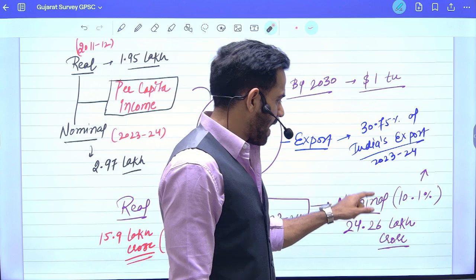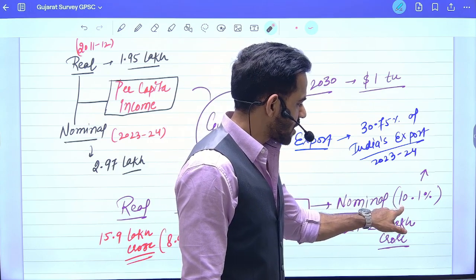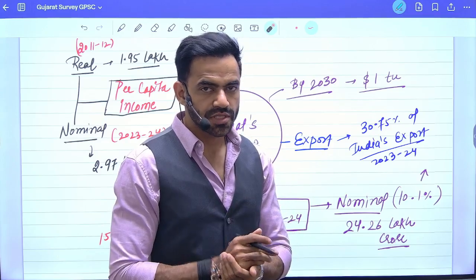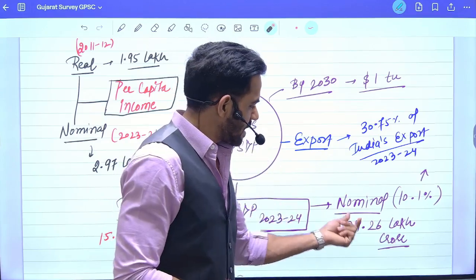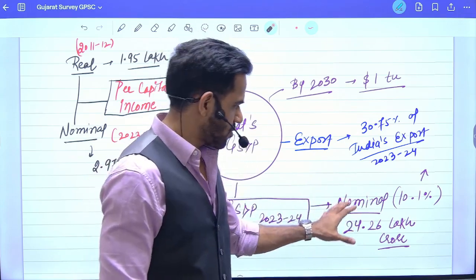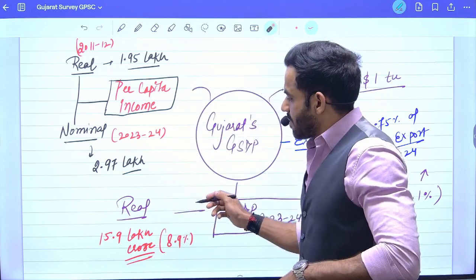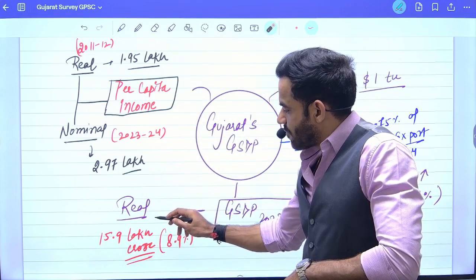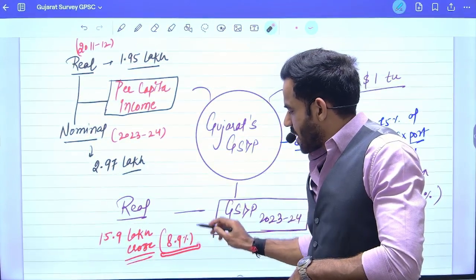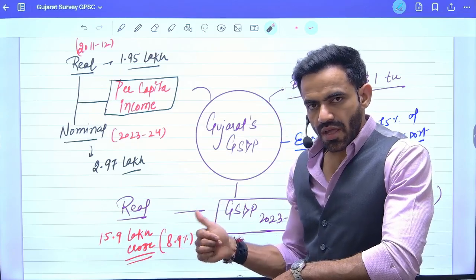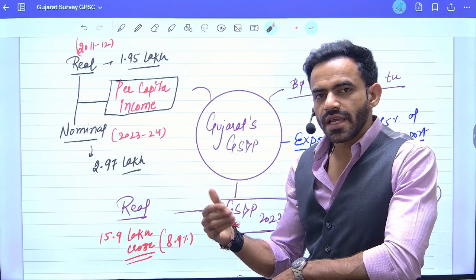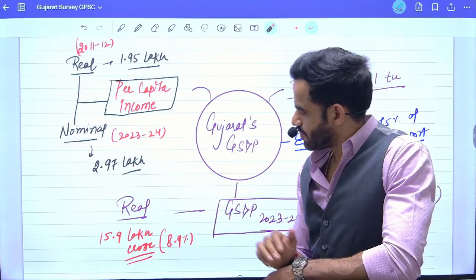So, in terms of nominal price level, the nominal GSDP of Gujarat is 24.26 lakh crore, roughly 24 lakh crore. And the nominal GDP witnessed a growth rate of 10.1% in comparison to the previous year, 2022-23. Okay, that is about nominal GSDP. Real GSDP was 15.9 lakh crore, roughly 16 lakh crore, and the growth rate was 8.9%. So nominal GSDP is 24 lakh crore, real GSDP is 16 lakh crore.